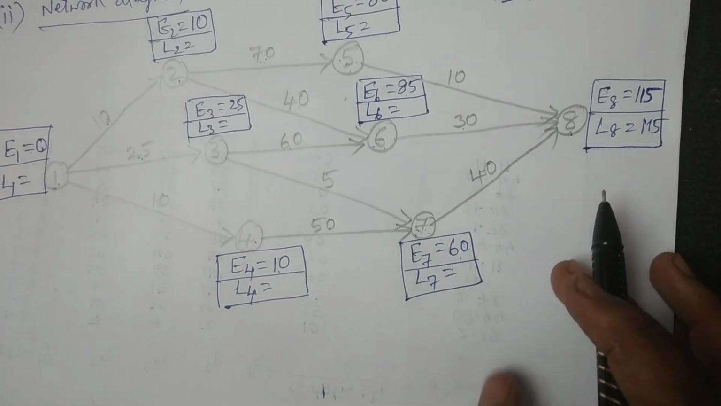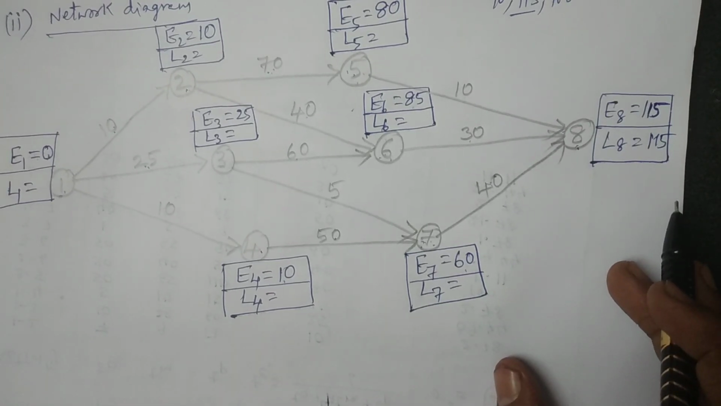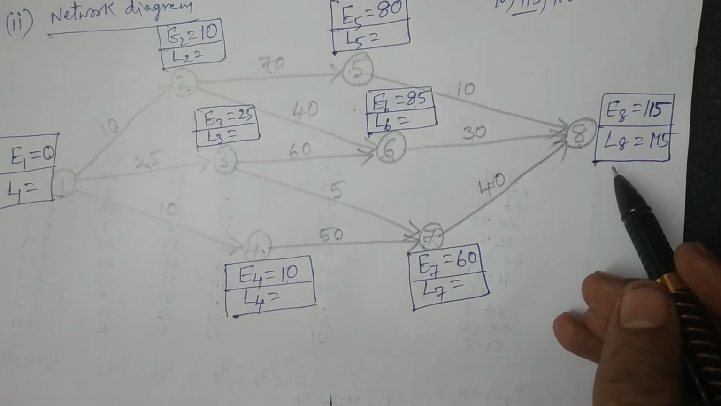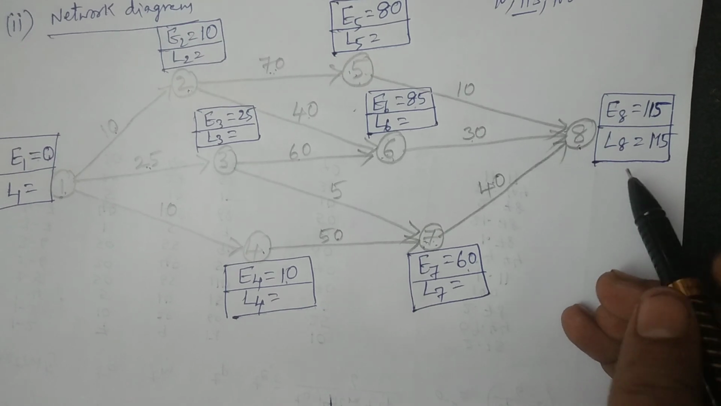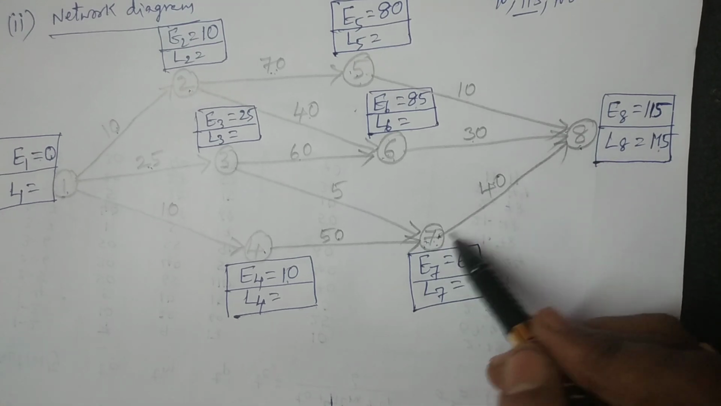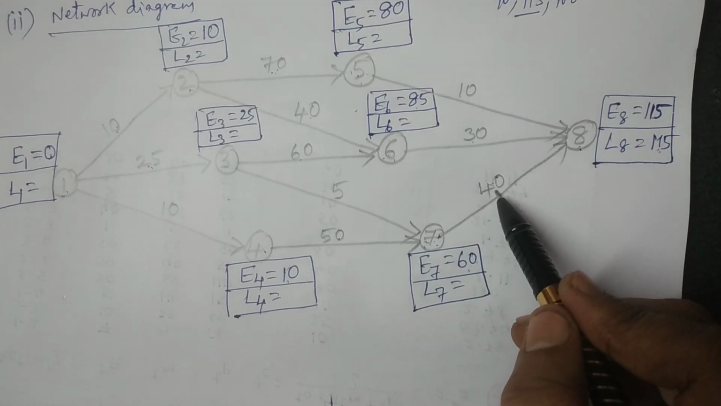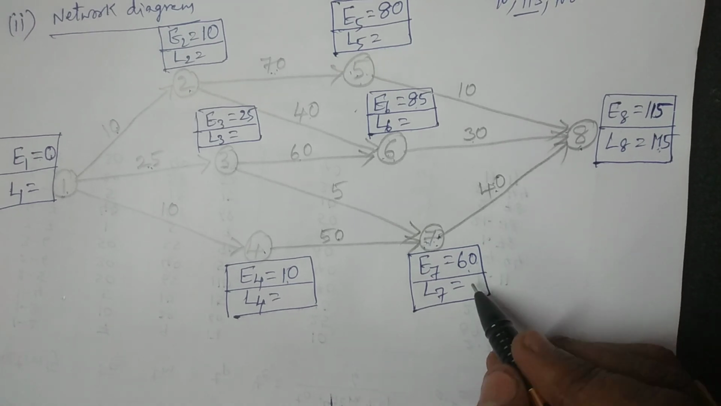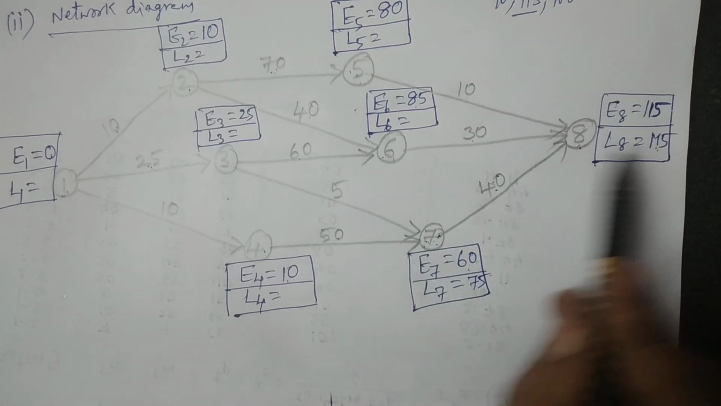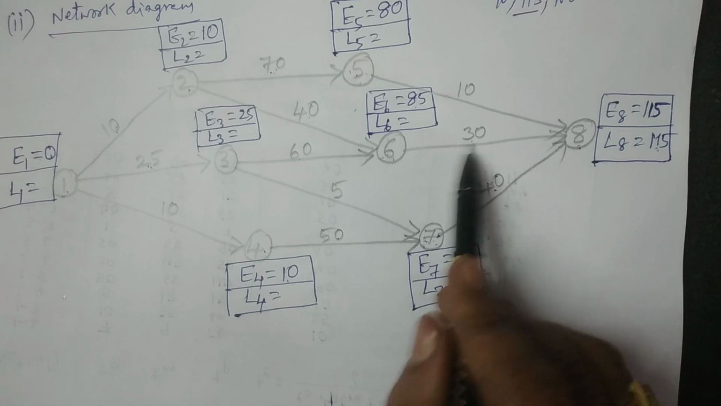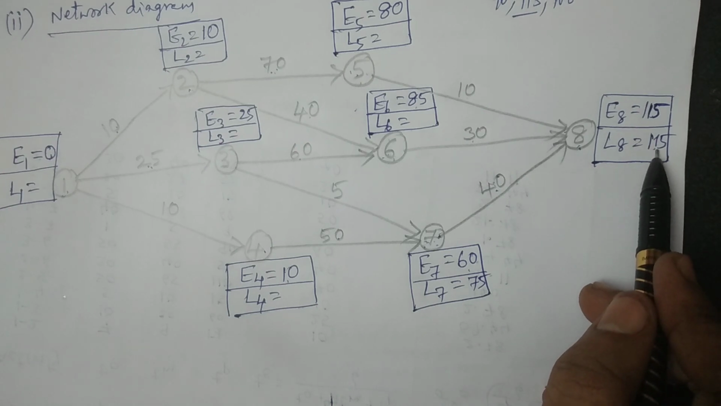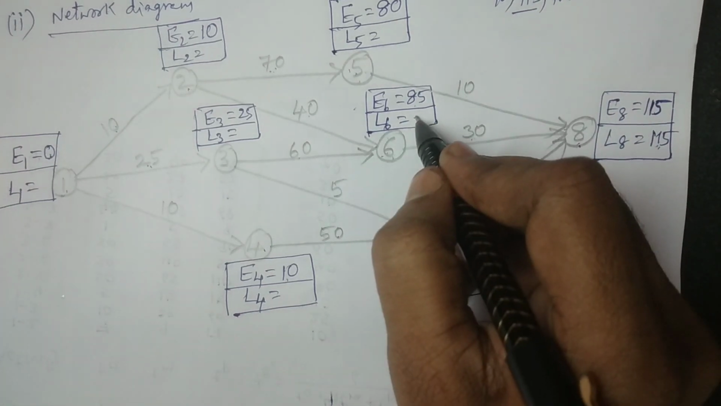Now we have to subtract, Lj minus Dij, by using the formula, and if you have more than one, you have to consider the minimum, right? For the seventh node, the seventh event, there is only one connection. Therefore 115 minus 40, it is 75. Coming to the sixth one, only one connection, 6 to 8. Therefore 115 minus 30, it is 85.